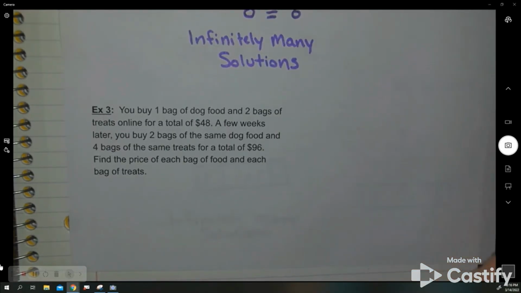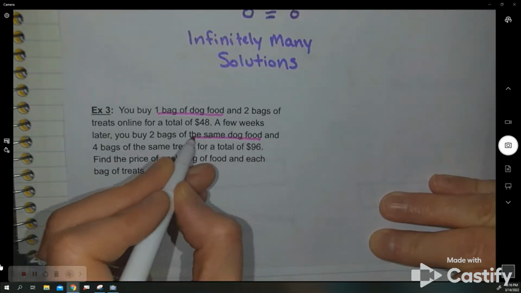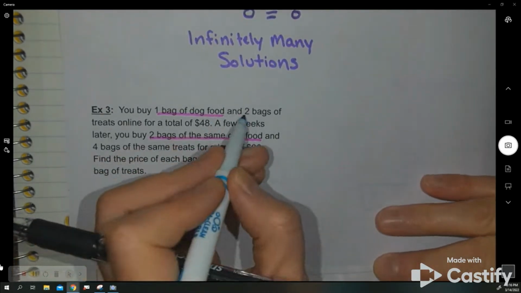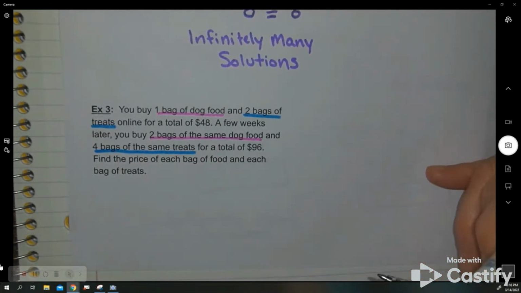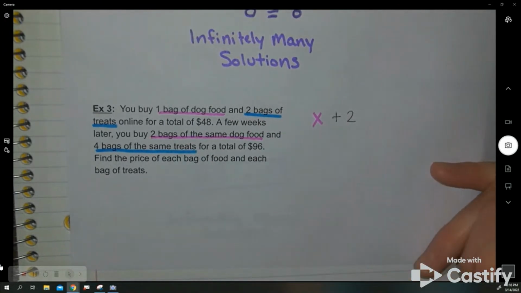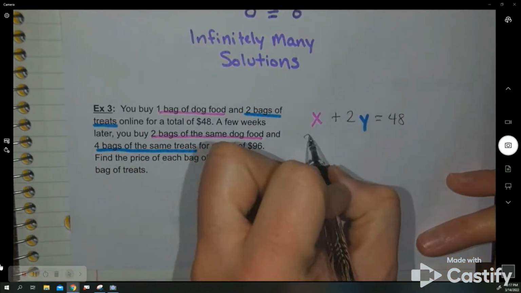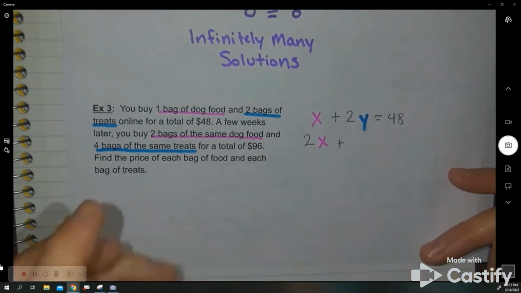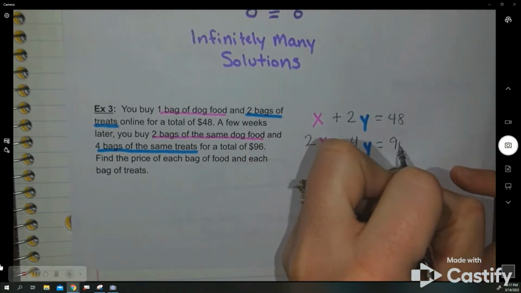So first, I have to start out by writing an equation. I'm going to call the bag of dog food my x. So we'll highlight that one. And then I'm going to call the treats the y. Okay, so we have 1x, or just x, plus 2y, we have 2 bags of treats, equals $48. Then I have 2x plus 4y equals $96.